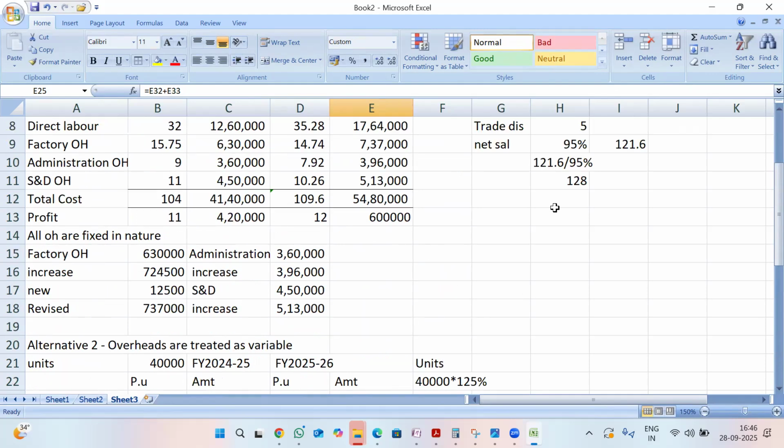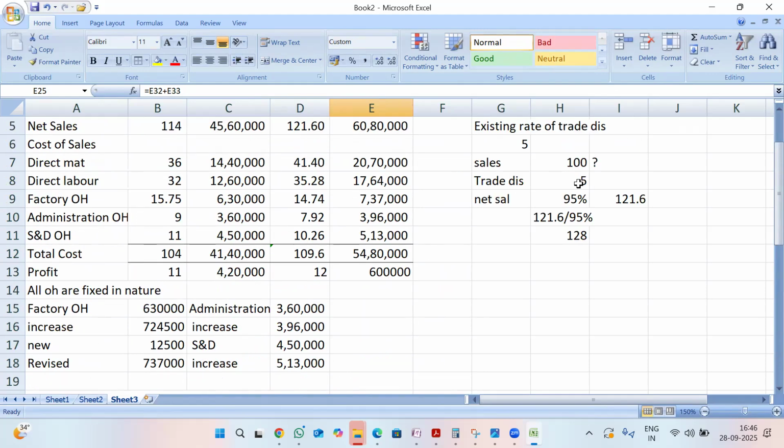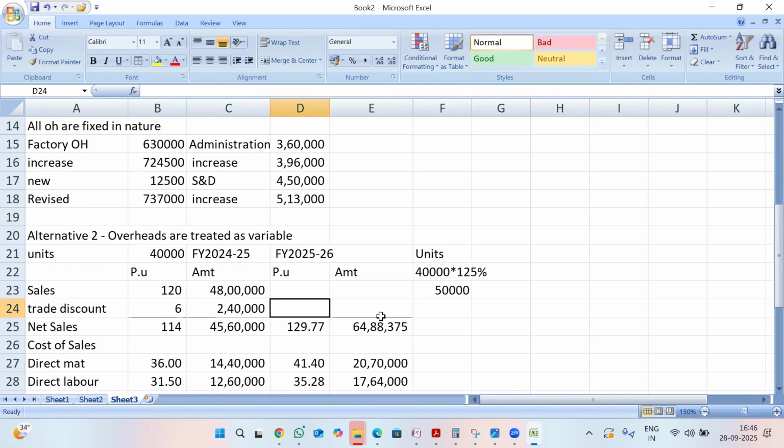Now I want to calculate the same rate of discount, which is 5%. This is after giving discount, right? So into 5 divided by 95. My discount will be 6.83 into 50,000 units. Before discount, it will be 100 divided by 95, so 136.6. So 68 lakhs 29,000, approximately 68 lakhs 30,000 you will be getting.